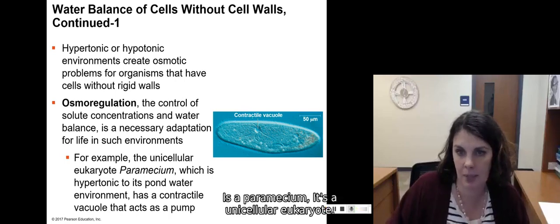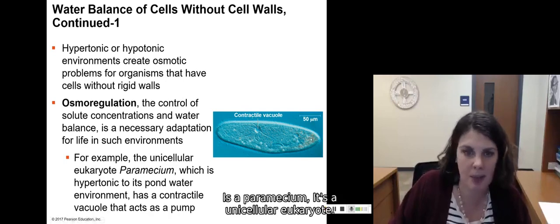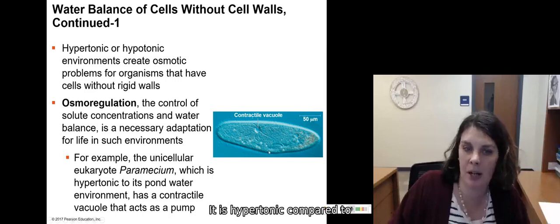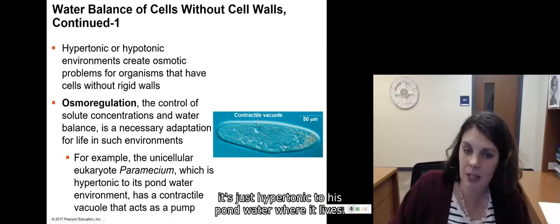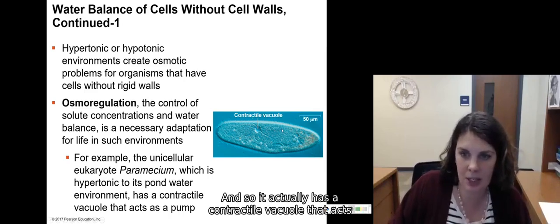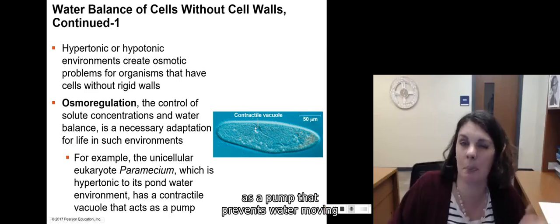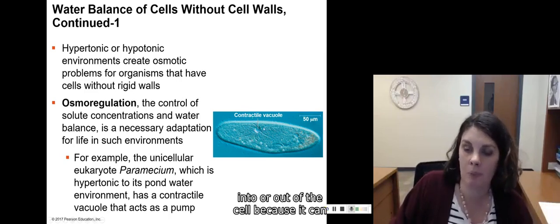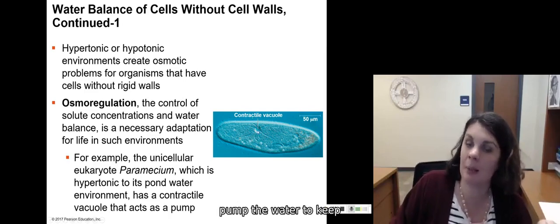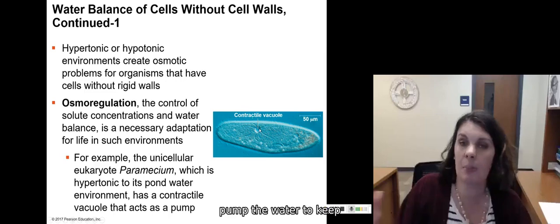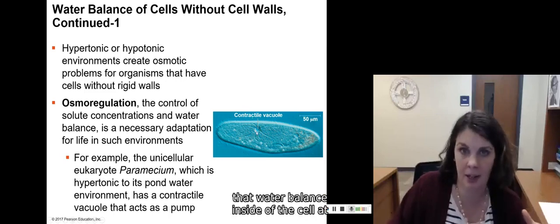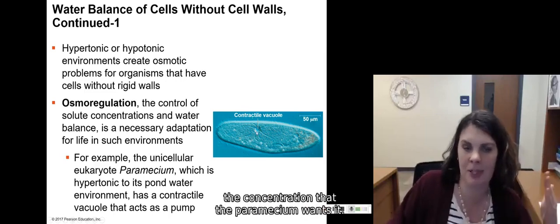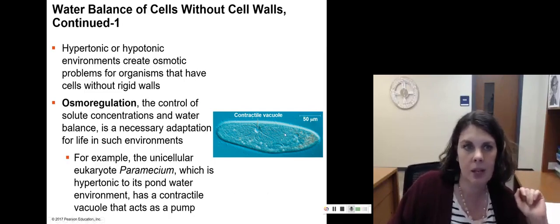So one example is this paramecium. This is a paramecium. It's a little unicellular eukaryote. It is hypertonic compared to its pond water where it lives. And so it actually has a contractile vacuole that acts as a pump. So that prevents water moving into or out of the cell because it can pump the water to keep that water balance inside of the cell at the concentration that the paramecium wants it.